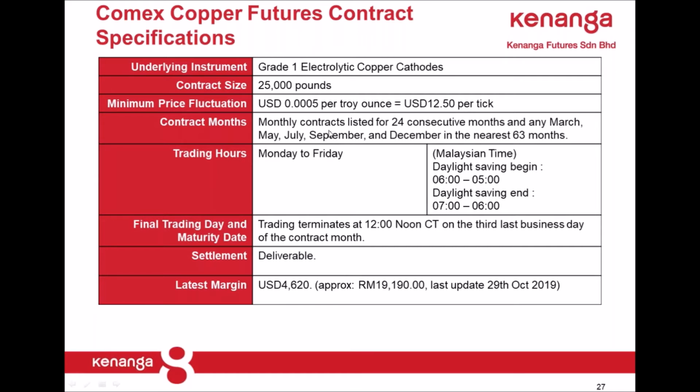Okay, so the trading times: currently we are in non-daylight savings, so the starting trading time will be 7 a.m. Malaysian time, and it will end the next day at 6 a.m. So this is actually a 23-hour market. For daylight saving, it is actually 1 hour earlier.